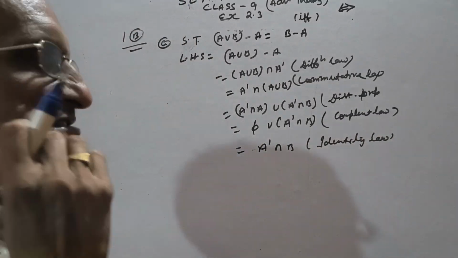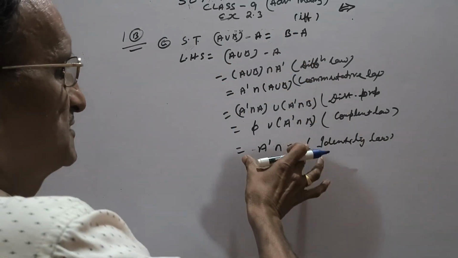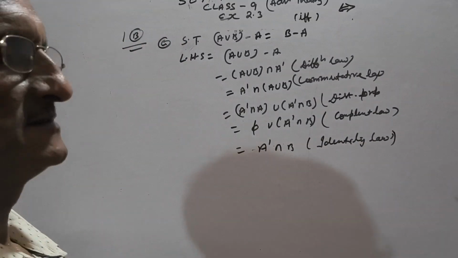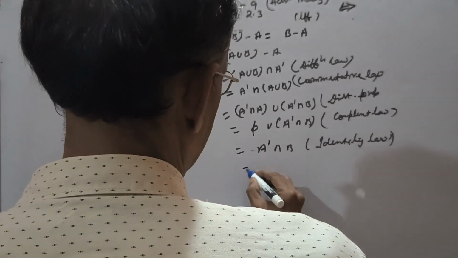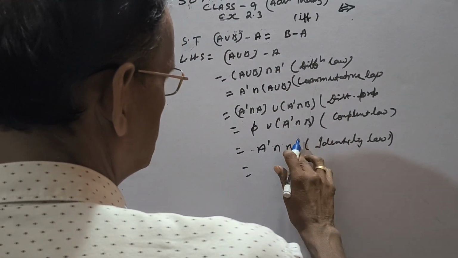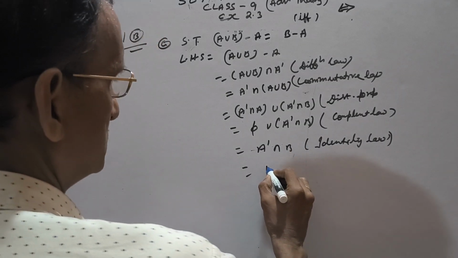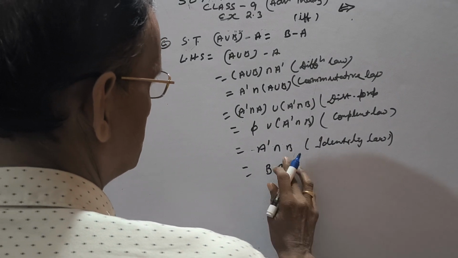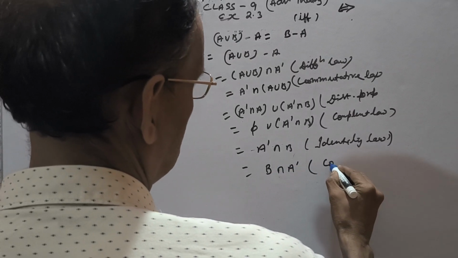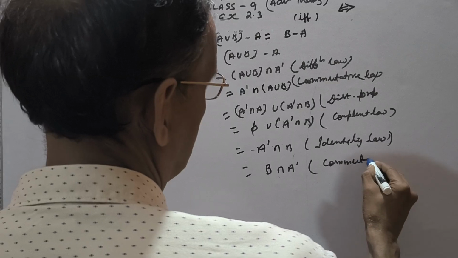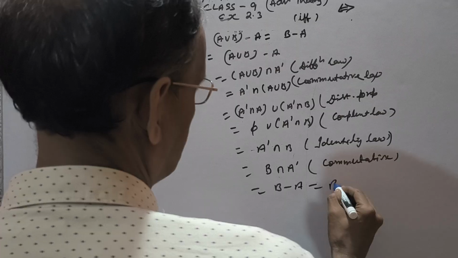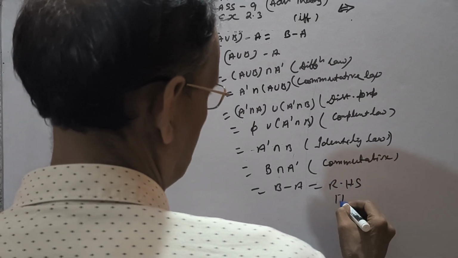Yes, students, when you are reading the laws of set operations, whatever law you are using, you must write it behind in brackets. But we need to put B minus A. So, commutative law: intersection of two sets is commutative. So it can be B intersection A complement. This is called the commutative law. And this is B minus A, and this is the right hand side. We have got the proof.